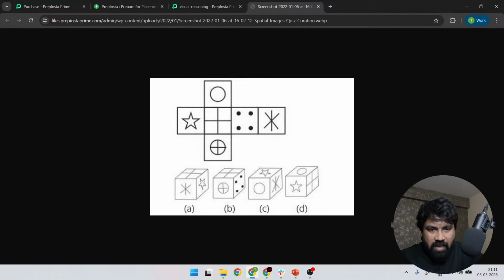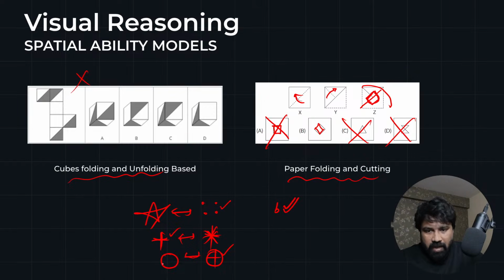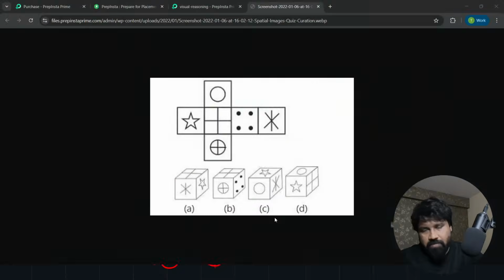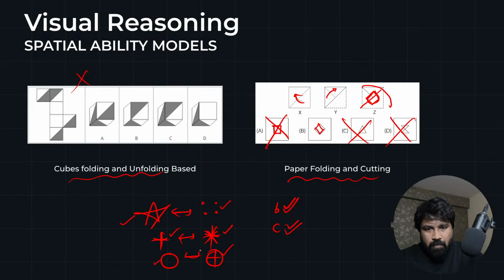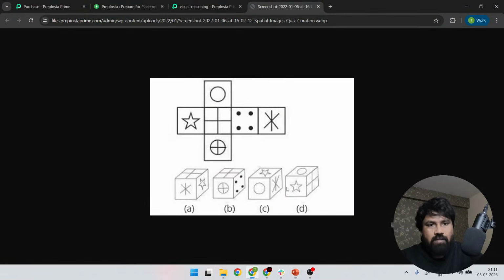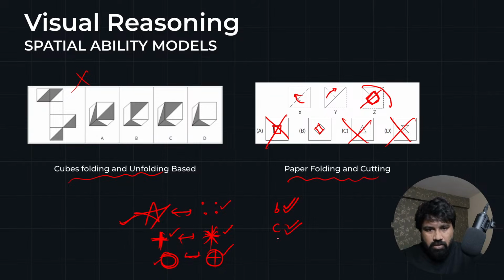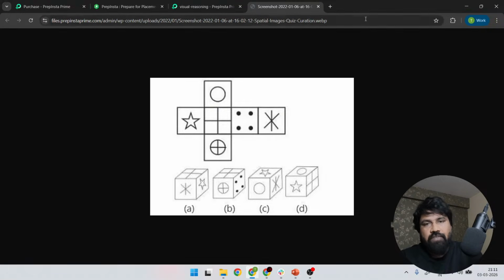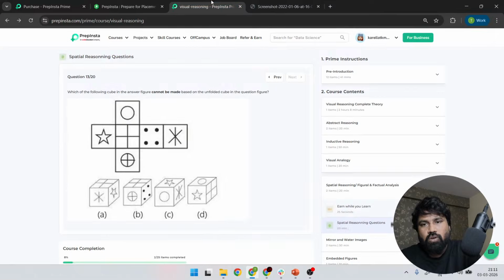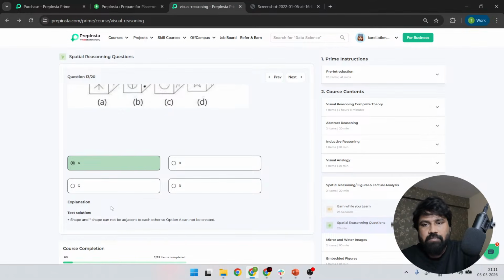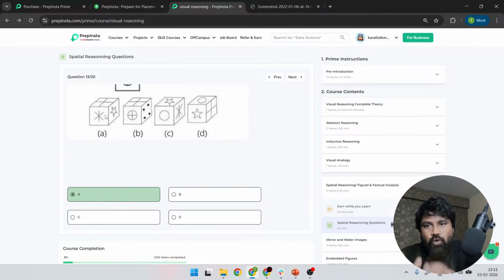Next C. Circle, star, star. Circle, star and this star. C is also valid. And look at D. Plus, circle and star. So D is also valid. So B, C, D all valid. So A is an invalid figure. So we have to go to the question and you have to select A. See, A cannot be formed. Why? Because at a time, I am looking at two opposite faces. Like this, you need to practice, guys.